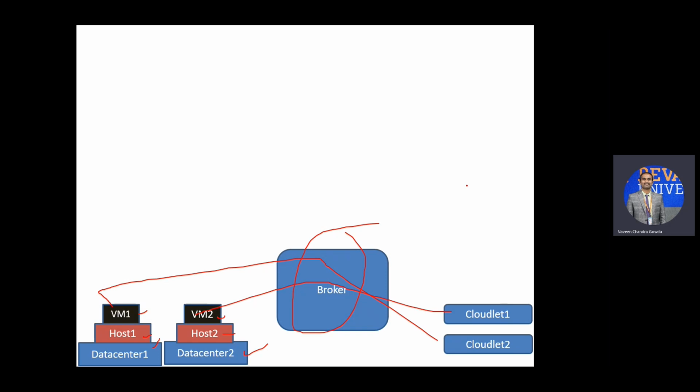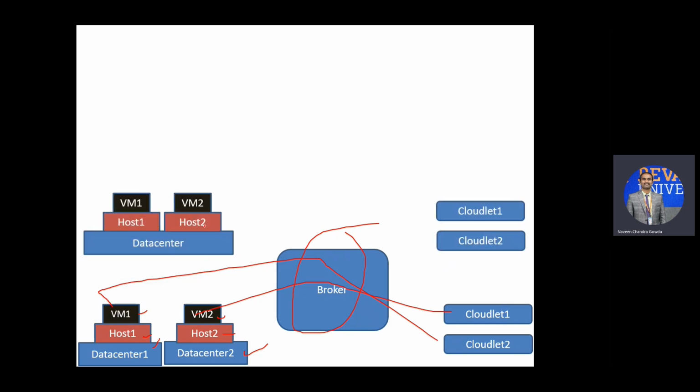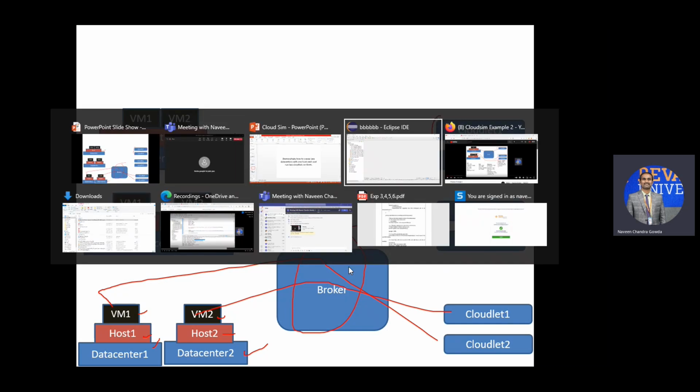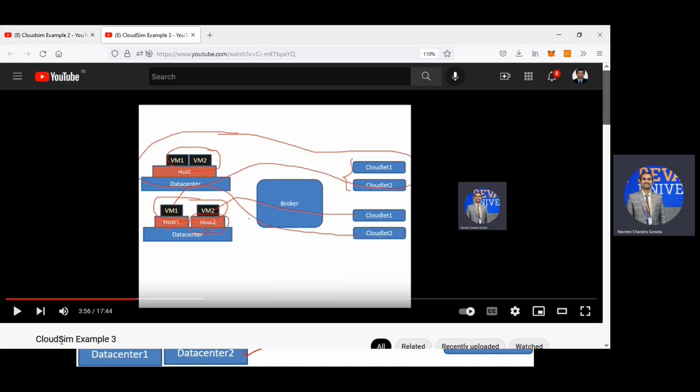Even before this, we had the previous experiment, creating two hosts on a single data center and assigning the respective cloudlet to the VM. Even before that, we had two VMs on the same host, and two cloudlets were assigned to the respective VMs by the broker. The videos related to it are on my channel, CloudSim Example 2 and CloudSim Example 3. Please go through those videos for a complete explanation.